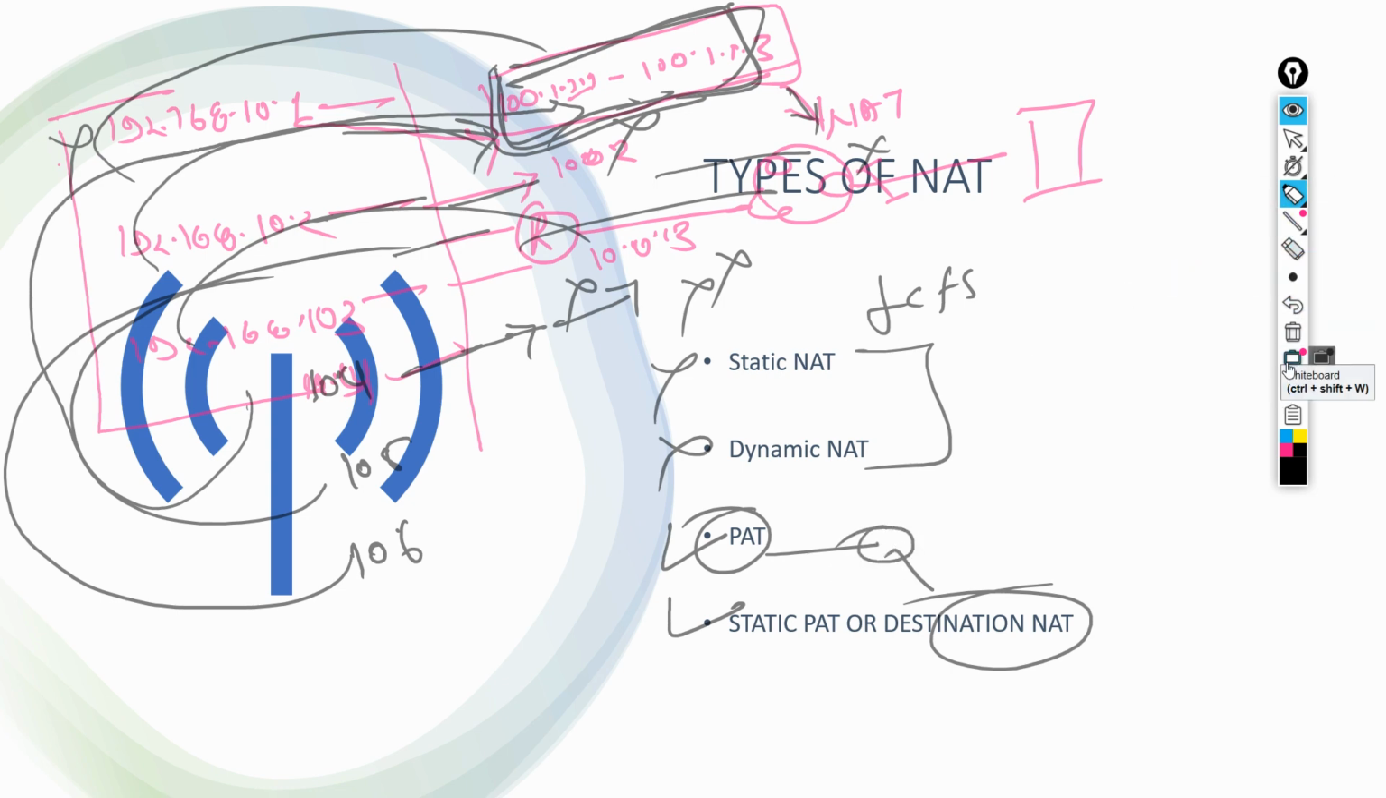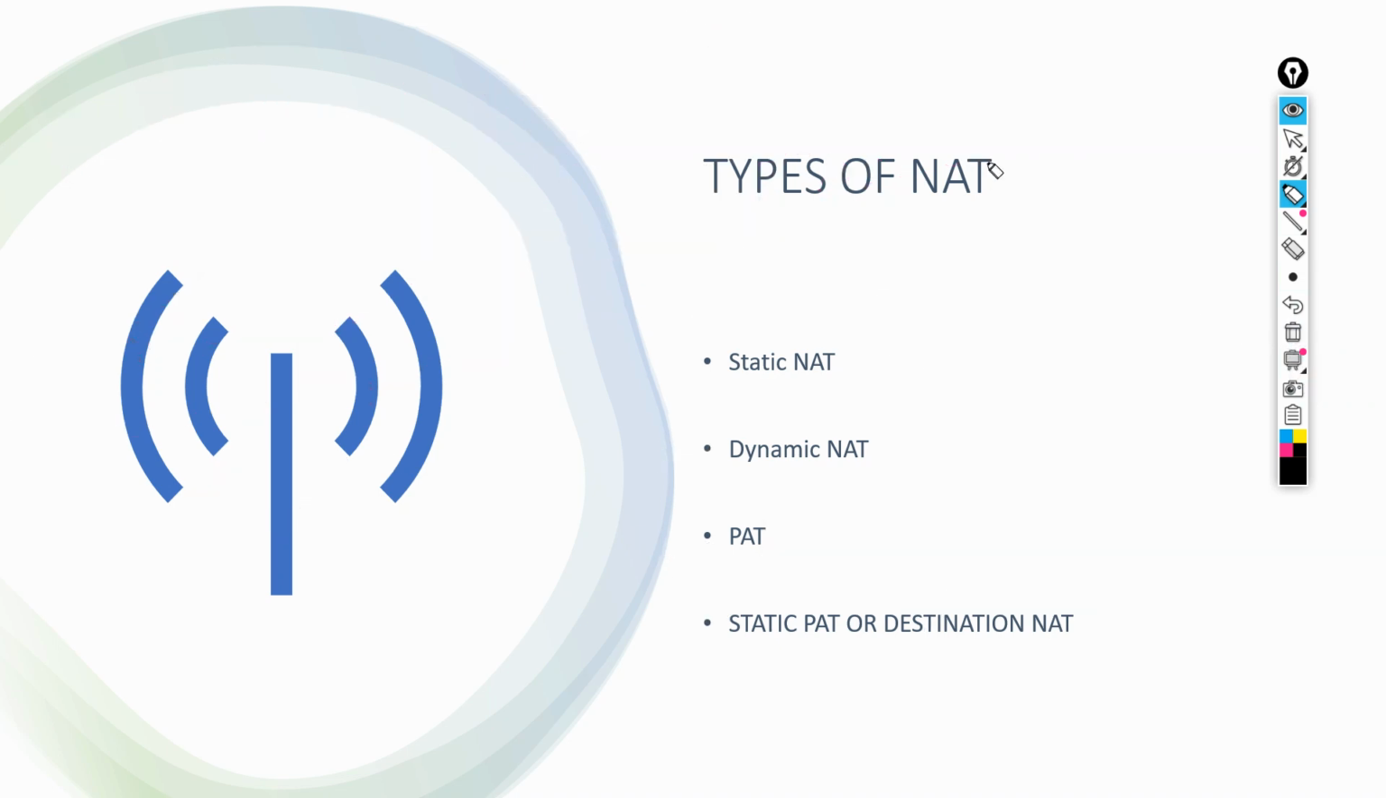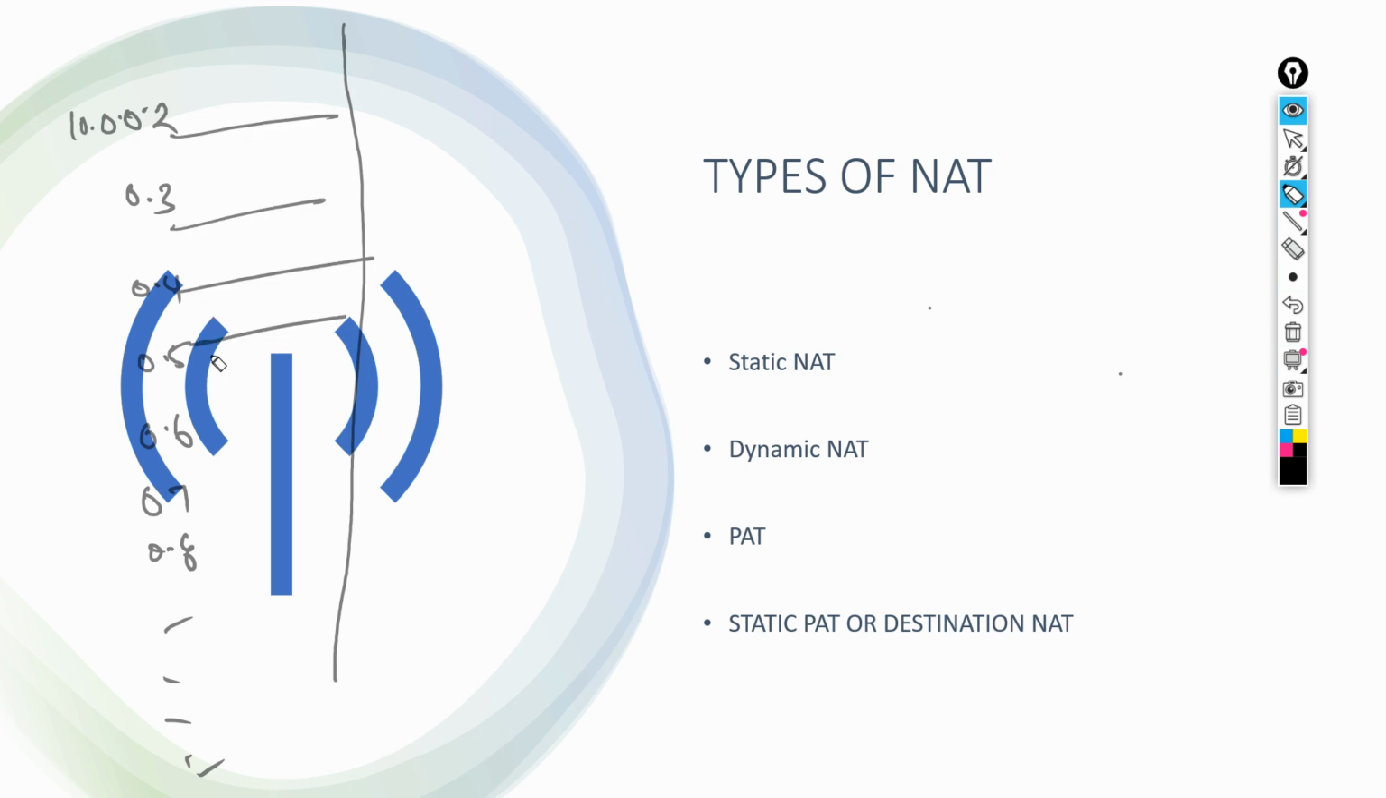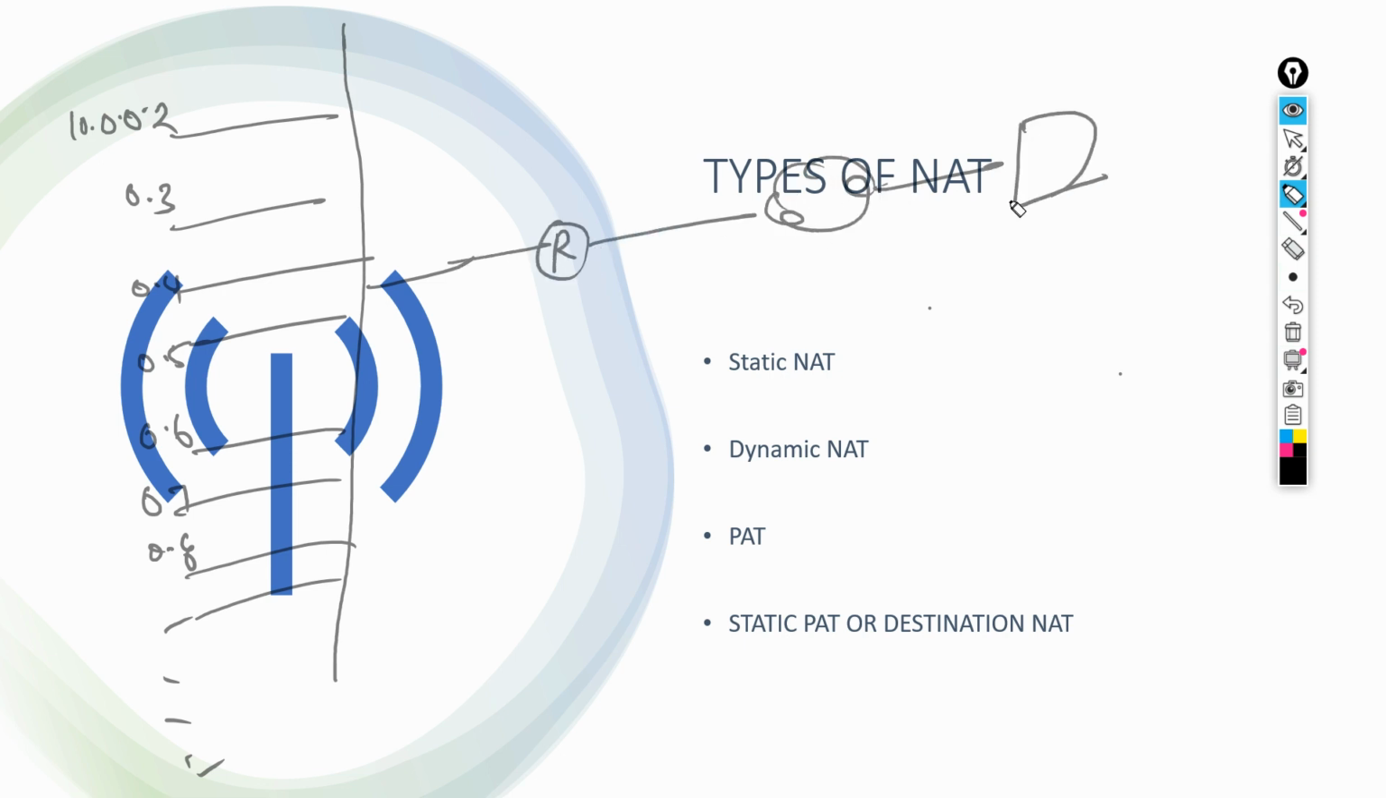Clear? Yes. Okay. So what are PAT and these things? Let me explain. Port address translation works by using a single public IP address. The users are connected here, let's suppose 10.0.0.2, 0.3, 0.4, 0.5, 0.6, 0.7, 0.8, and so on. All are connected with the switch, the switch is connected with the router, and the router to the internet. Again the same example, the firewall.